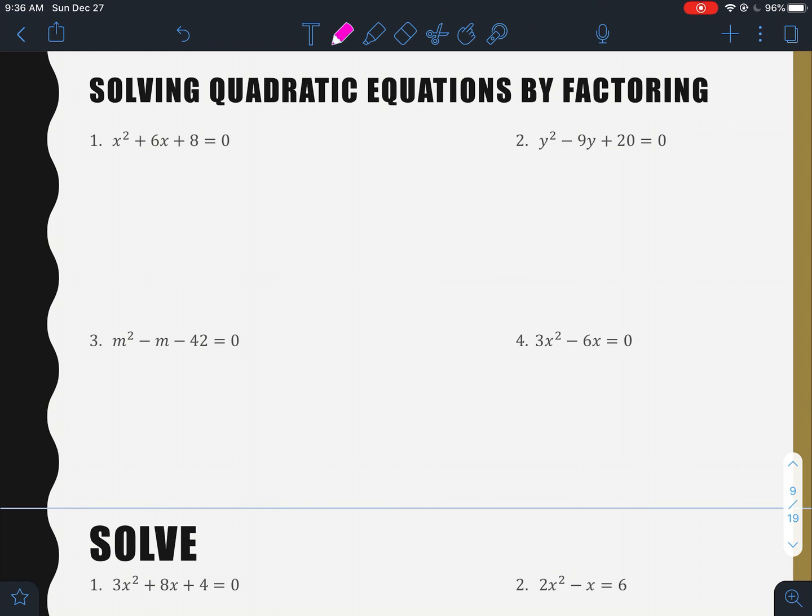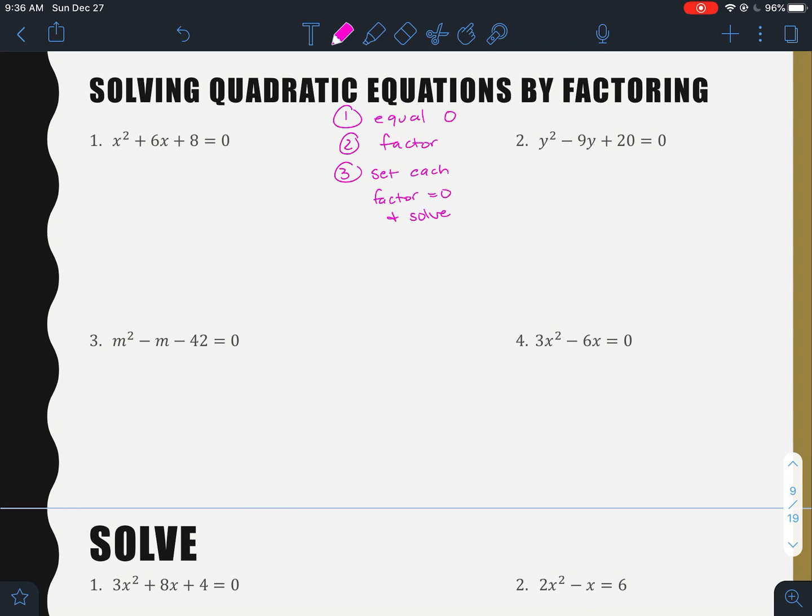So now, what if the original problem looks like these? X squared plus 6x plus 8 equals 0, or one of the other ones. Now we're going to use those 3 steps. The first step is to make sure that you want one side to equal 0. Then step 2 is factor. And then step 3 is you set each factor equal to 0 and solve.